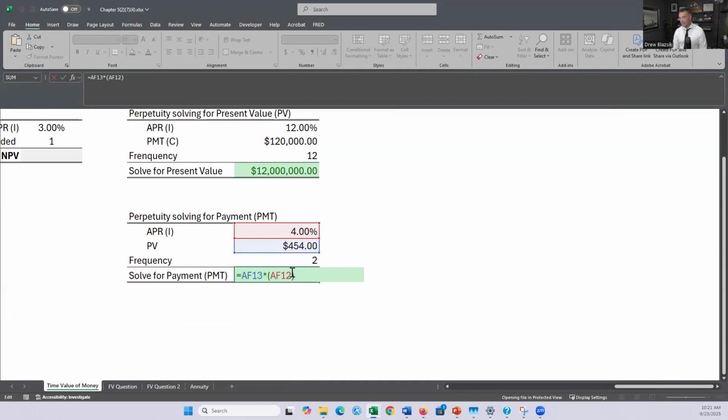if I took out that divided by two, that's $18.16 per year, right? Makes sense. 4% of 454 is 18. And then the reason why we divide it by two is to get what it is per 6 months.